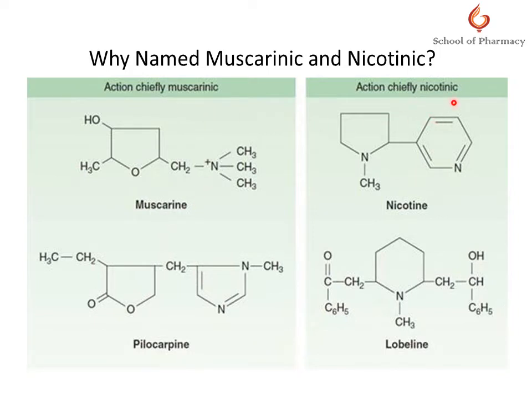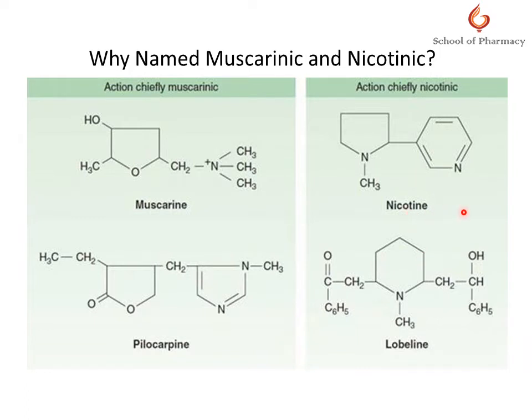Now the nicotinic receptors. Nicotinic comes from nicotine. You might be aware of nicotine. It is found in tobacco, and nicotine has two moieties. One is the pyridine ring, and the other is the pyrrolidine ring. And this is lobeline, which works as an agonist like nicotine.